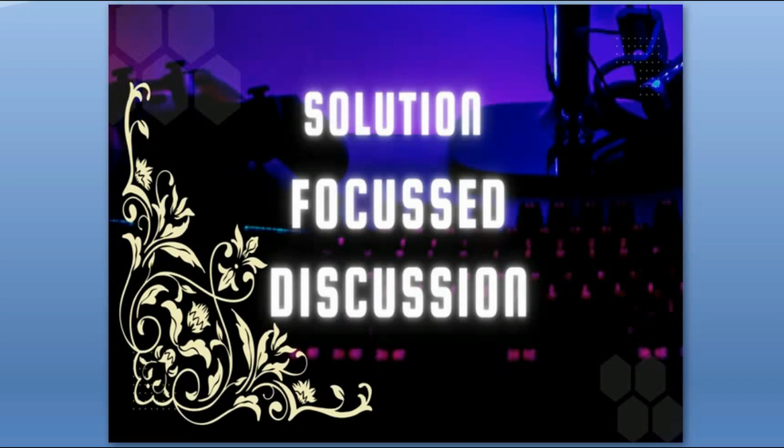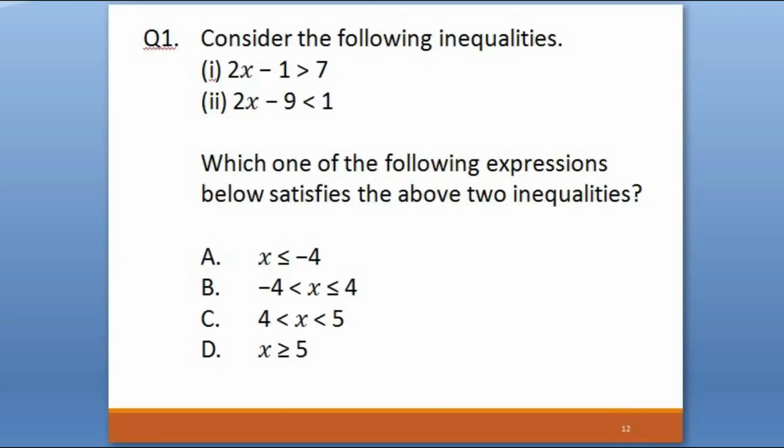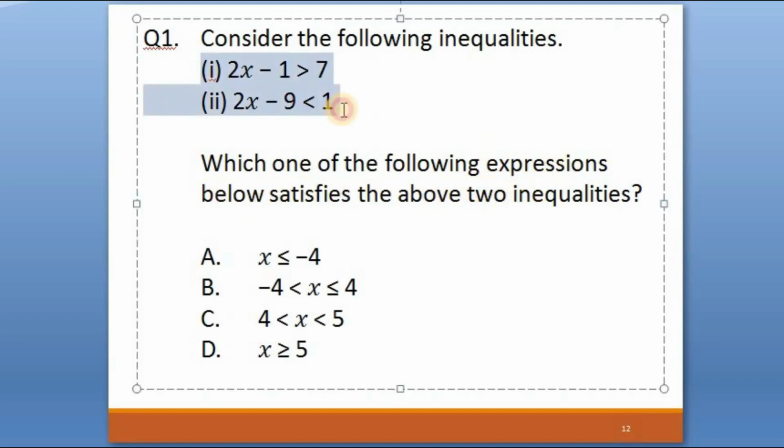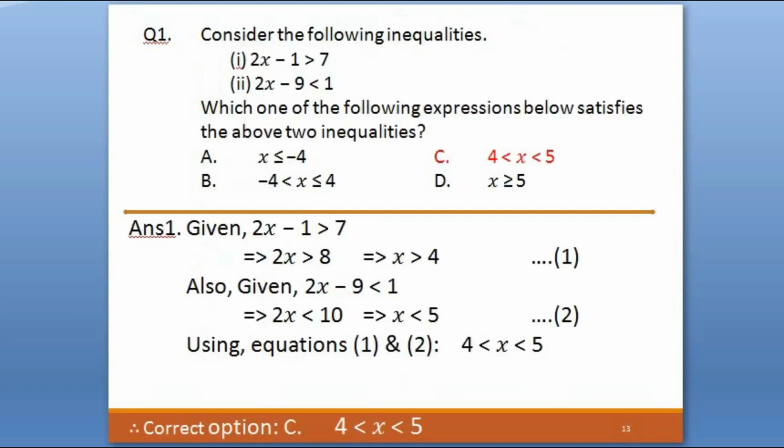Now first question was, as you see on the screen, consider the following inequalities. 2x minus 1 is greater than 7, 2x minus 9 is less than 1. Then we have to find the desired expression which satisfies the above conditions. So I think the question is clear. Now let's go for the solution.